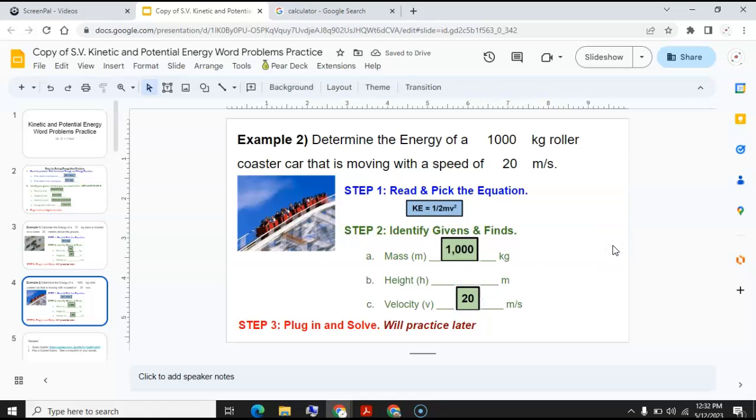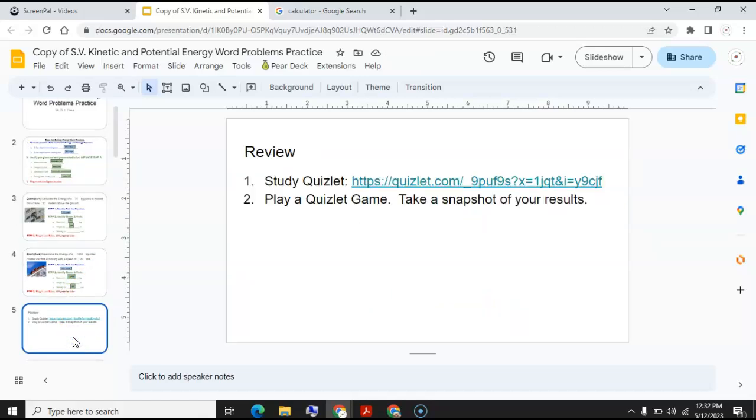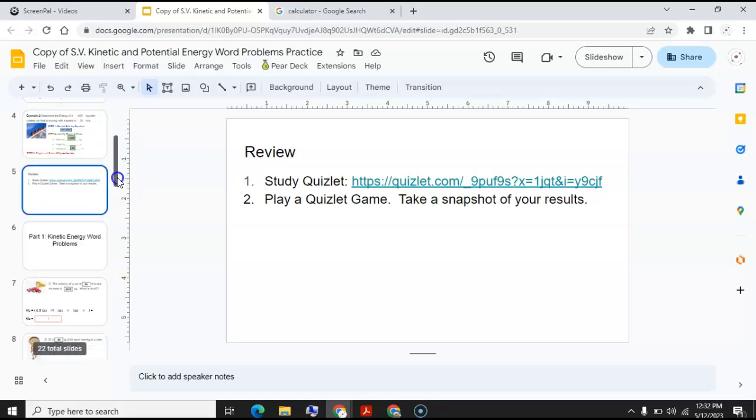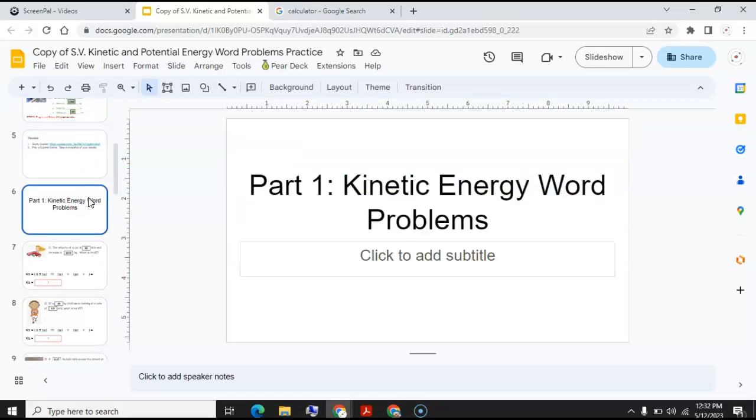Okay. So once again, if I actually were to solve this, I would plug these numbers into this equation. Now, on this slide, it has Quizlet, which goes over some of the terms or things like that. You can do this on your own. I won't be looking at that. We're now going to go into example problems.